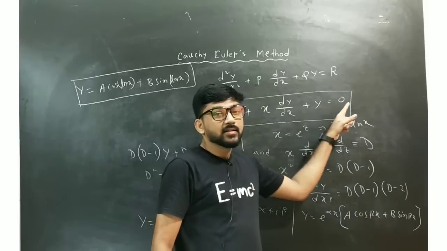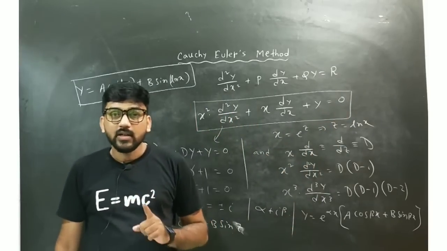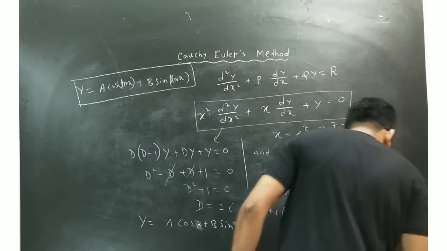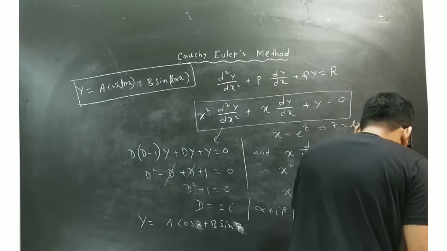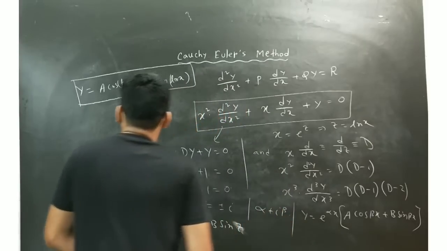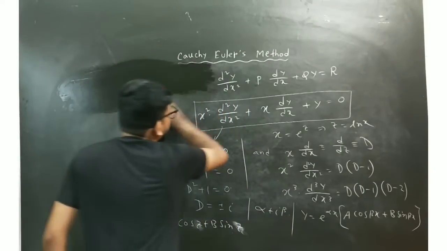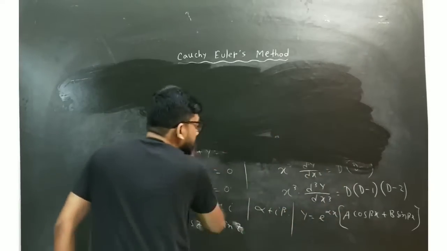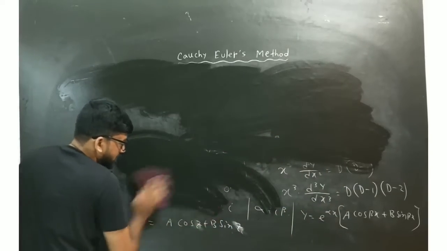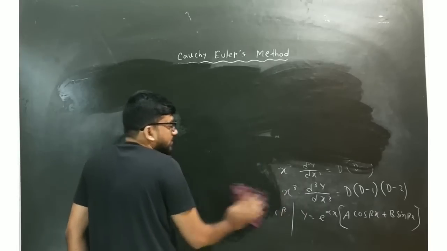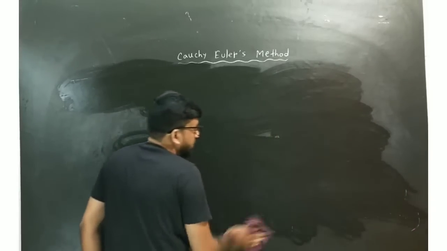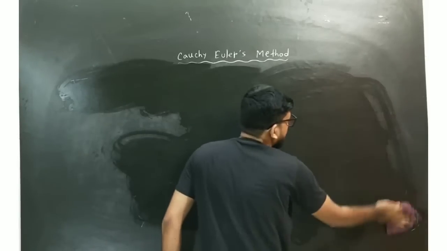When there is a right hand side, you have to find out the particular integral as well as the complementary function. Okay. So let me solve this kind of equation also, so that you can understand how you can apply this Cauchy Euler's method. You have to just put x equal to e to the power z, x d/dx as D, and x square d2y/dx2 as D(D minus 1). Okay.